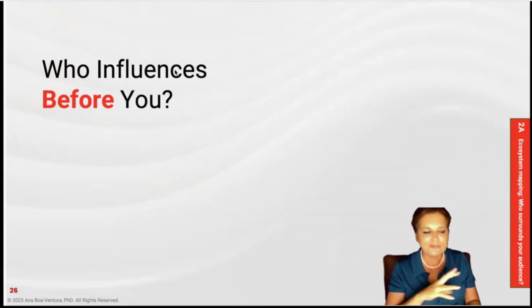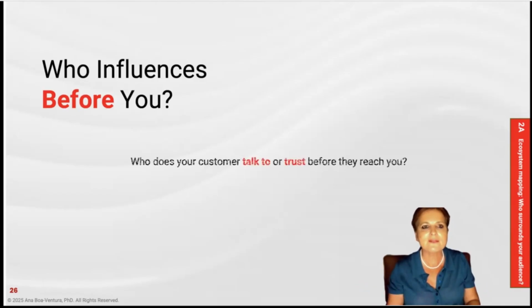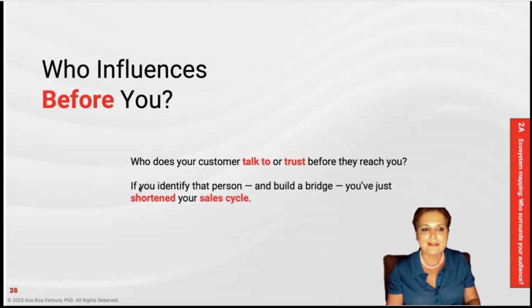Again, I want to fish out again this topic of who influences your potential customers before you come along, right? That's very important. So who does your customer talk to or trust before they reach you as a brand, as a business? Very important for you to identify that. If you identify that person and you build a bridge with that person, right, you just shorten your sales cycle because, of course, this is a business or an organization that is inspiring your customers to then go to you. So this is how you've already shortened your sales cycle by identifying that person or that organization. Okay.